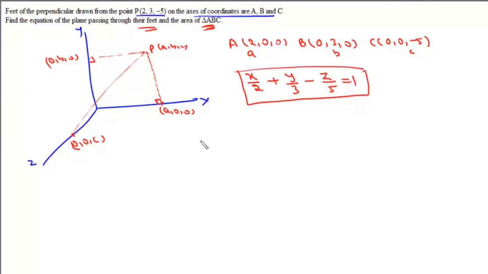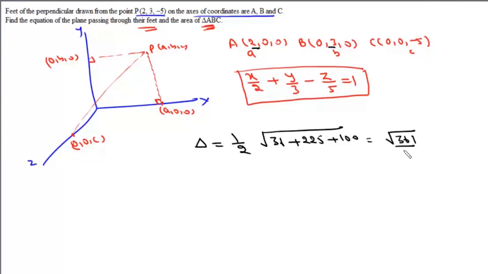Now we need to find the area of this triangle also. So the area of triangle ABC will be 1 by 2 under root of AB square. Now A into B is 6, 6 square is 36, plus BC square, 3 into 5 is 15, 15 square is 225, plus CA square, 10, 10 square is 100, which is under root of 361 by 2, and it is 19 by 2. So the area of this triangle is simply 19 by 2 square units.